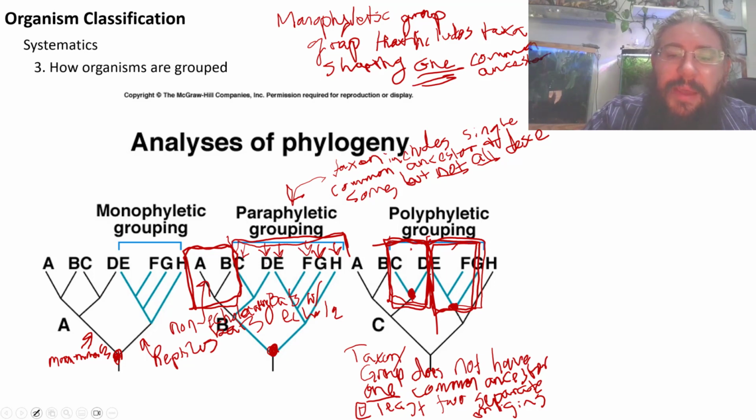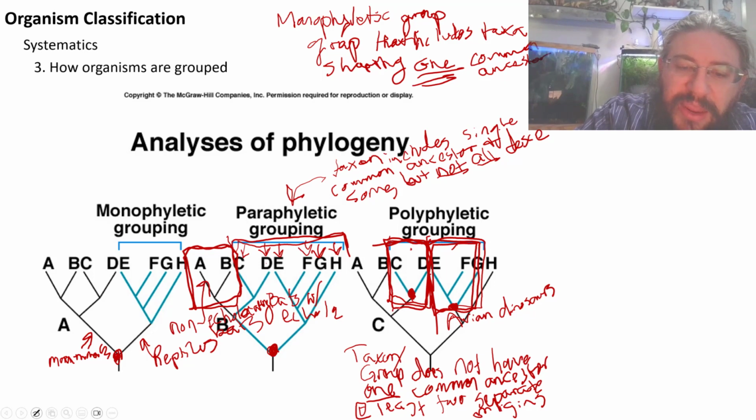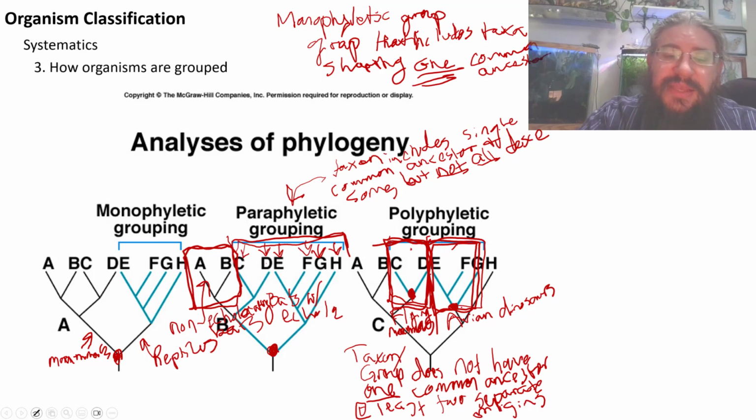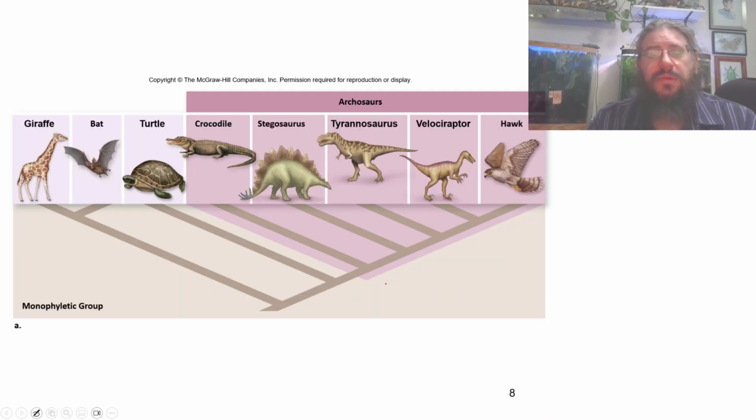Right, so here you might have flying organisms. You could make a polyphyletic grouping, right? So you might have the avian dinosaurs here and the flying mammals, the bats here. Whatever, that spells mammals. So this is polyphyletic. Avian dinosaurs had a separate evolutionary history from bats. Not too terrible. So, archosaurs.